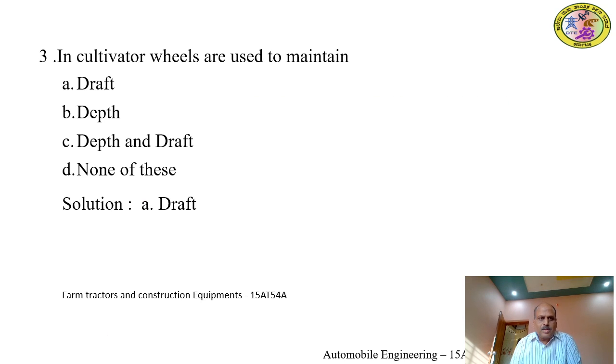Next, in a cultivator, wheels are used to maintain draft, depth, both depth and draft, or none of these. So basically the cultivator wheels are used to avoid shaking of the implements. That shaking is nothing but draft, so to avoid that, two wheels, left and right, are provided to maintain the draft.